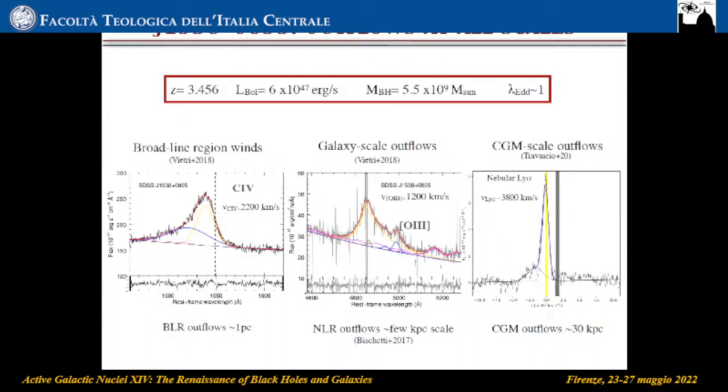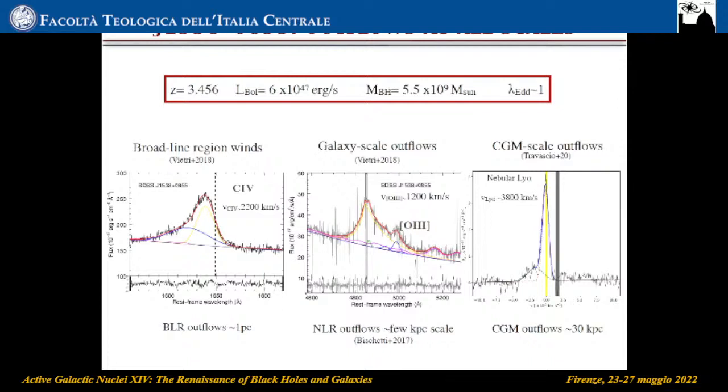And looking at the oxygen-3, which is forbidden, so it is in the narrow line region, we found a blueshifted oxygen-3 of around 1,000 kilometers per second. This means that in the narrow line region we also have outflows. And then we move out to the CGM, where we found a blueshifted Lyman alpha of about 4,000 kilometers per second, probing the outflows at the CGM scale, around 30 kiloparsecs.